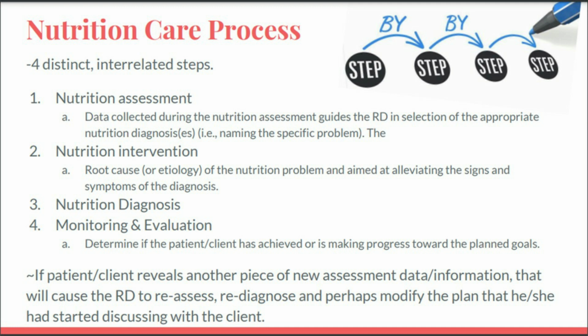The nutrition care process involves four different steps to support the initial assessment all the way through planning the follow-up care. These four steps include: first, nutritional assessment; second, nutrition diagnosis; third, nutrition intervention; and fourth, nutrition monitoring and evaluation.